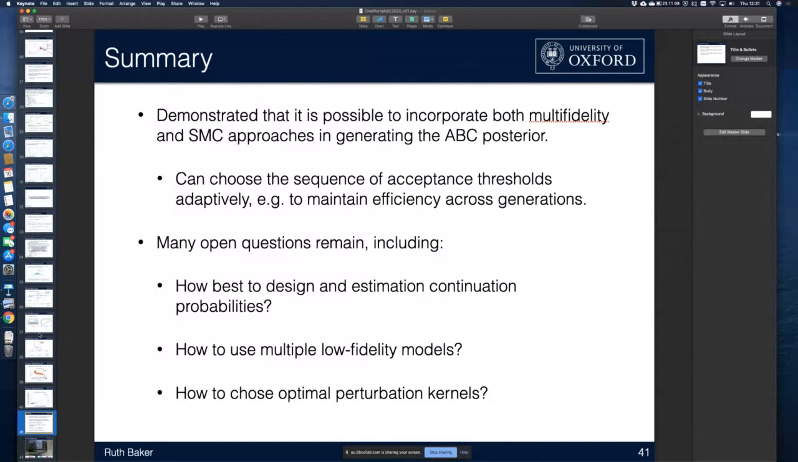But I think there are many, many open questions. I think Gail already brought up one, which is, can you and how do you use multiple low fidelity models? And you certainly can, but what's the best way to do that is still very much an open question. How can you best design and estimate the continuation probabilities? We took a quite simple approach to that, which just depended in a kind of binary way on the outputs of the low fidelity model, but it could also depend on parameter space and it could be much more fine-grained. And also how to choose the optimal perturbation kernels, because the demands of multi-fidelity ABC SMC are maybe a bit different from regular ABC SMC.